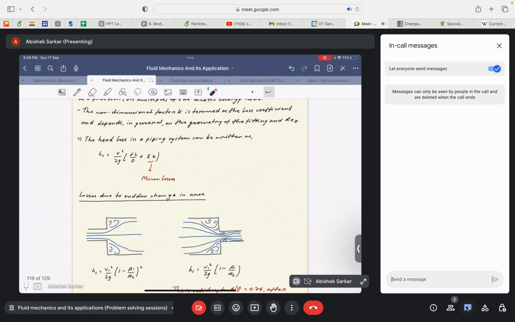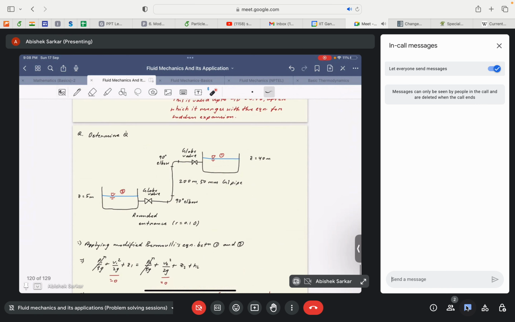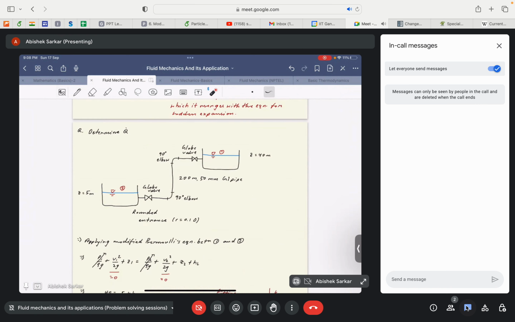Okay, so I will take one example here. Here we need to determine the value of the volume flow rate.